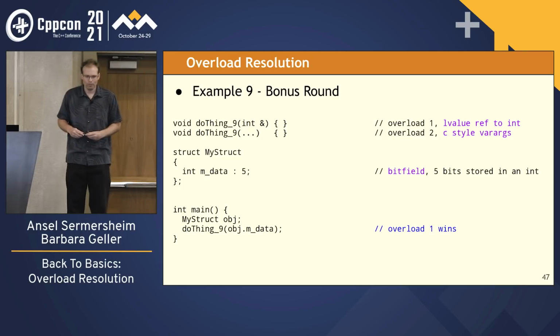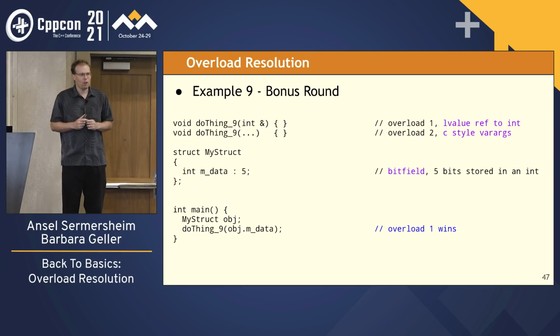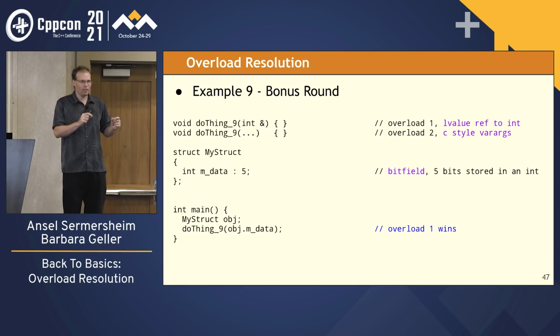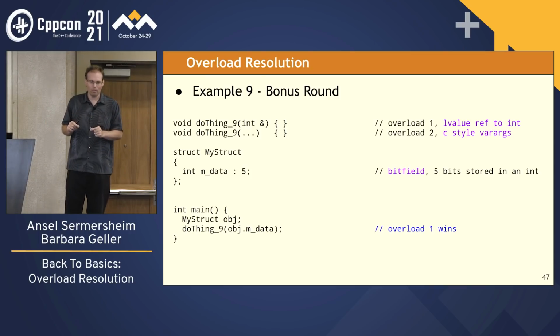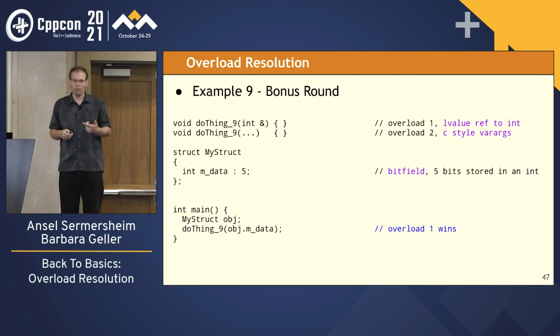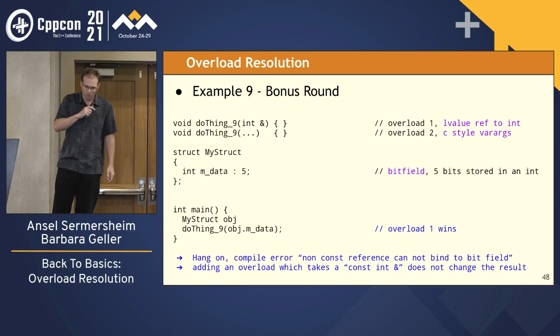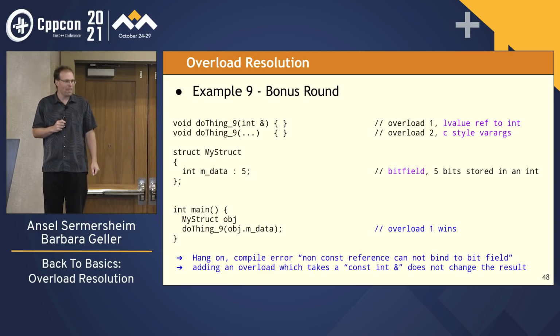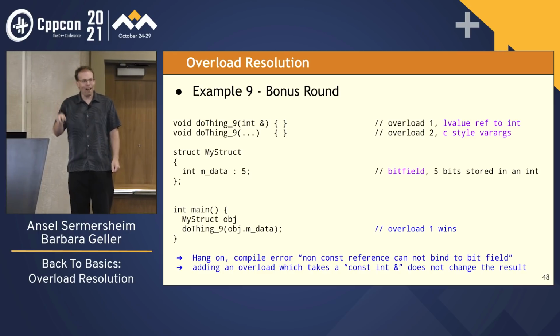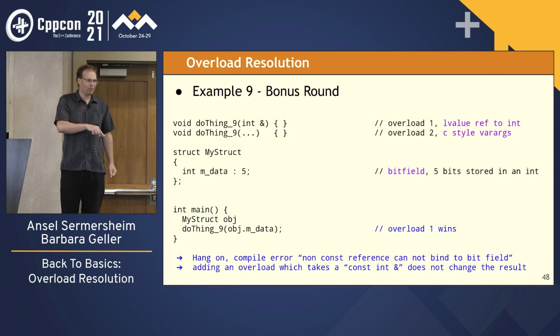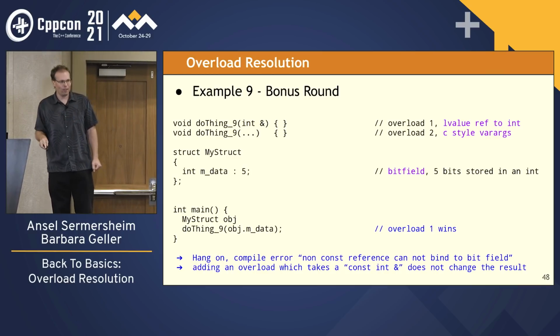Overload 1 wins. Fantastic. One of the interesting quirks of C++ is that bit field is not a type. Bit fields do not participate in the type system. So for purposes of overload resolution, the compiler looks at this as you're passing an L value of data type int. The first overload is an exact match, so it wins. However, it doesn't compile because you can't bind an L value reference to a bit field. So the function call fails.